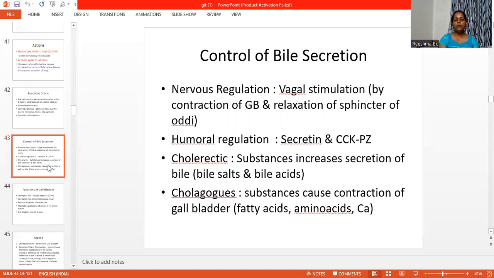So these are all about the secretion of bile from the liver, their composition, regulation, etc. These are all for today's topic in the digestive system.